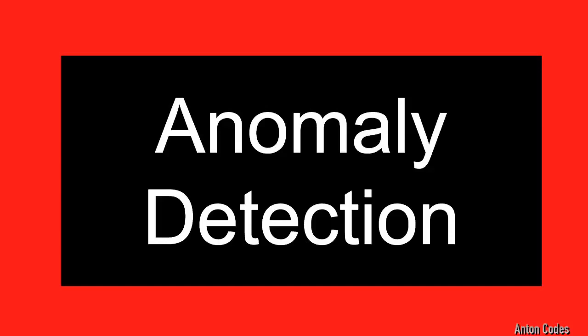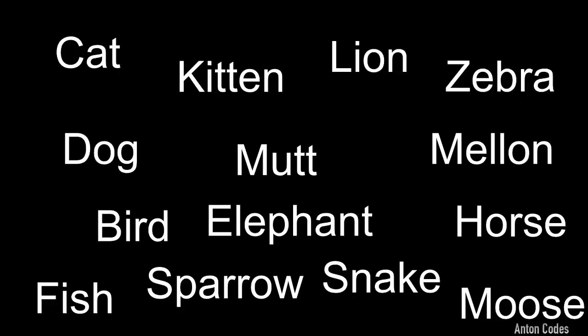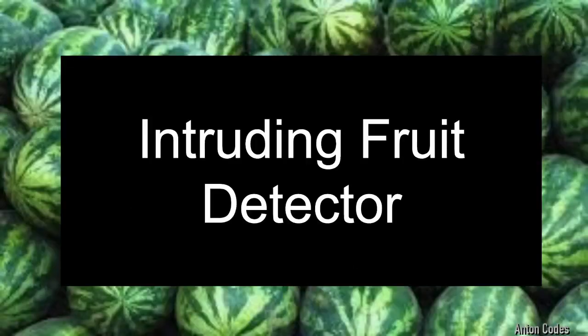Anomaly detection. So imagine you've got this list of animals and one of them isn't. Can you tell which one isn't? Well, we're going to figure that out. I'm going to call this the intruding fruit detector. So let's just get right into it.